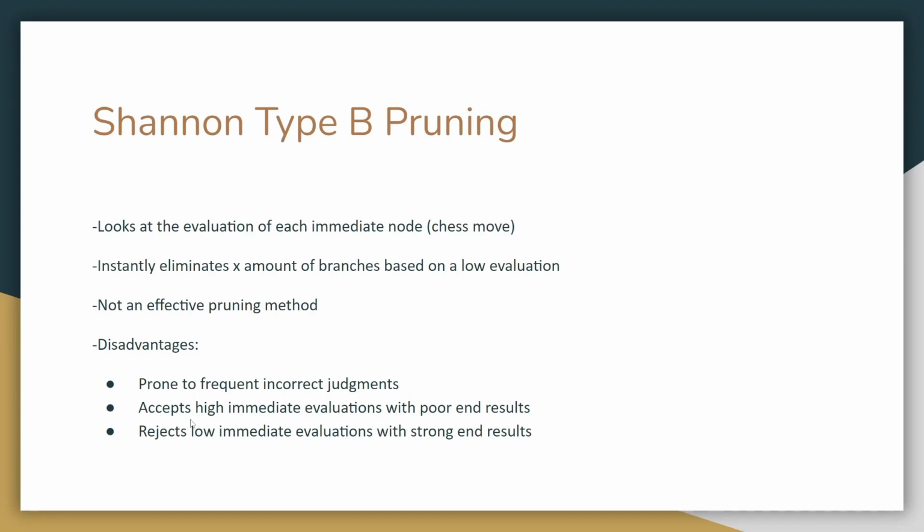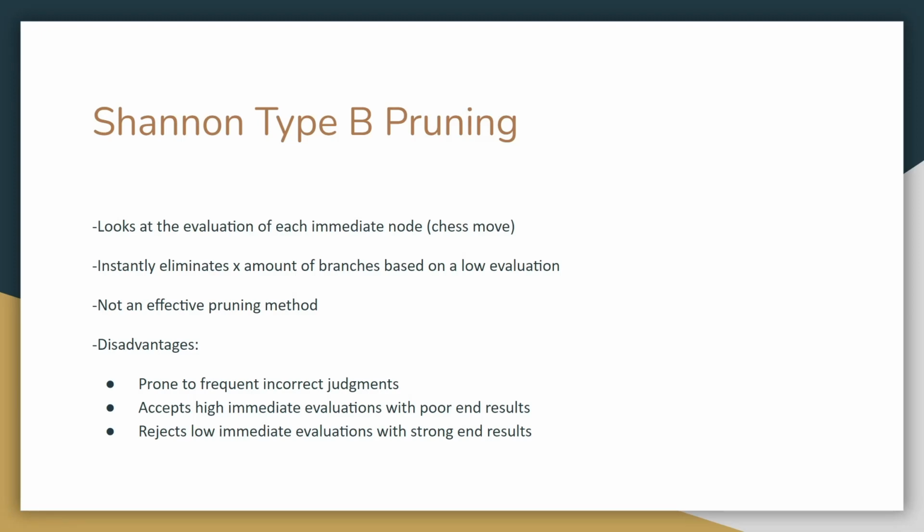So this was determined not to be an effective pruning method because it was prone to frequent incorrect judgments. So these points here accept high immediate evaluations of poor end results and low immediate evaluations of strong end results. What that means is if a move appeared really strong, let's say you have a move where you can immediately take the opponent's queen, but then you get checkmated the next move, that would be considered by this pruning method because it would only look at the evaluation of the next move. I took his queen, strong evaluation, even if it immediately leads to the downfall.